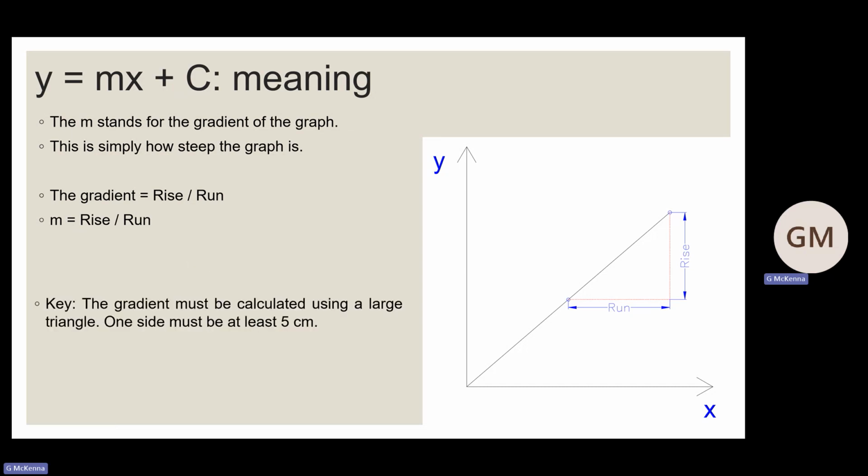Just a wee quick recap from one of the previous videos. If you're working out the gradient of a graph for your exam, you need to use what was referred to as a large triangle. And that quite simply means that one side of that triangle at least must be 5 centimeters. So again, you might just want to pause, copy down the notes, as well as the diagram.